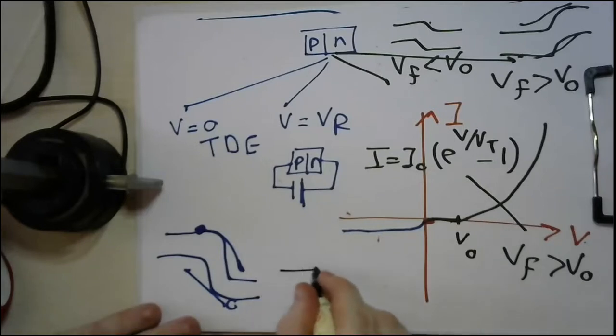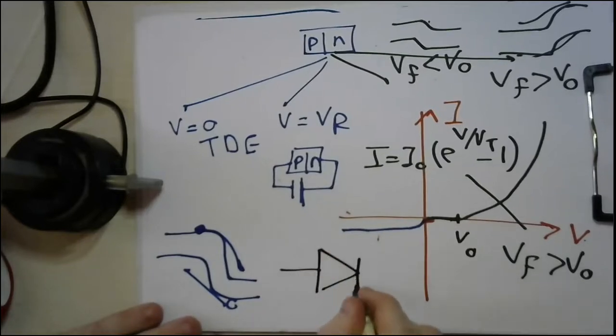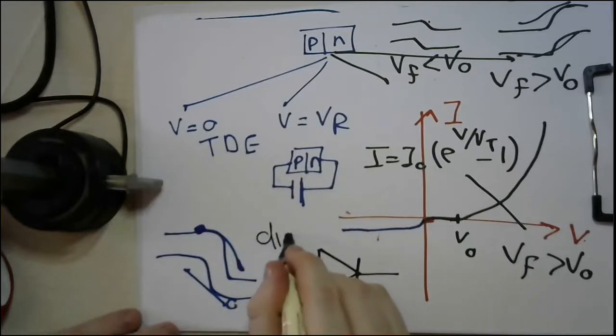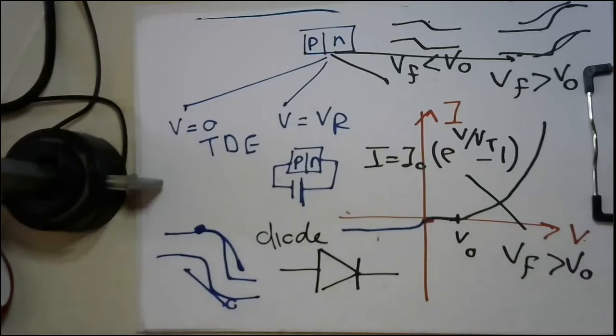Circuit-wise, this diode is represented in this manner. And why are we representing the diode in this manner? Because, as you can see, it's a one-directional switch. What I mean by one-directional switch: if the voltage is greater than V naught, the current will move at a very high speed and in a very rapidly increasing manner. But if the voltage is smaller than V naught, you nearly have 0 current.